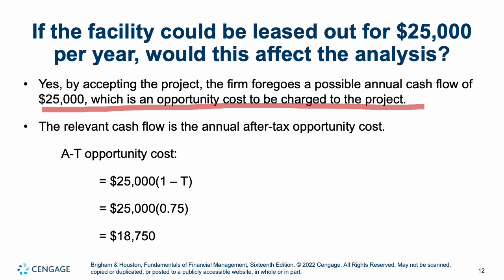So the relevant cash flow is the annual after-tax opportunity cost. So if we would make $25,000 a year, we take out our taxes of 25%. So we have to factor in that right there, $18,750. Meaning we need to make more than that as a profit with this project, because if we don't, you'd be better off leasing it. So if we make less than that $18,750, the project actually would be losing you money, because you can make more of a profit by just simply leasing the facility out to someone else. So that's something to definitely consider. If we can use the factory to lease it to someone else, that's something to definitely take into account.